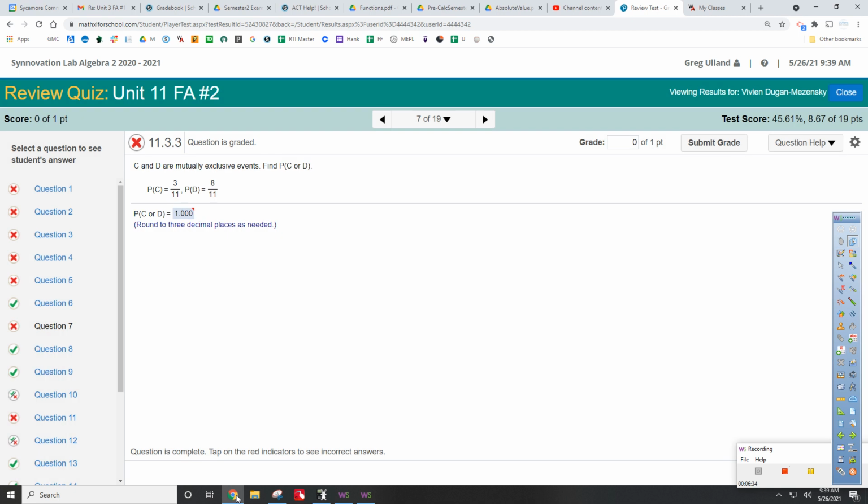For those ones, I just add them together. Yep, that's it, because they're mutually exclusive. Think about this as, what's the probability that I toss a head or a tail? 100%. I can't toss anything else. So the probability of C is 3/11. It won't always be 100%. If there were another option, then you literally just add them.